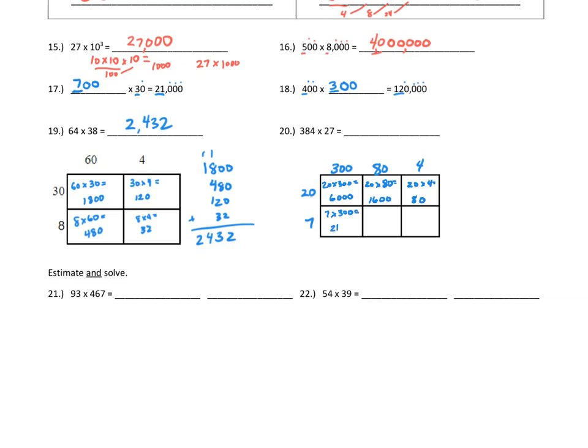If I go to the bottom left, I have 7 times 300. 7 times 3 is 21 with 2 10s. Then I have 7 times 80. 7 times 8 is 56 with 1 10. And then I have 7 times 4, which is 28. Again, adding all of these partial products up, it doesn't really matter what order I add them in, because the associative property of addition says I can group them however I choose.